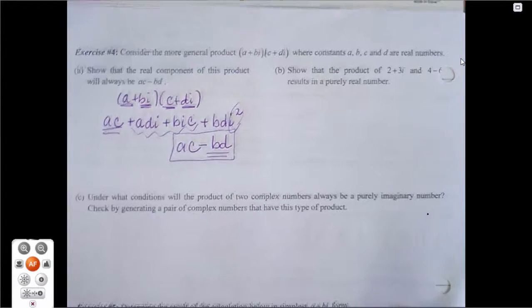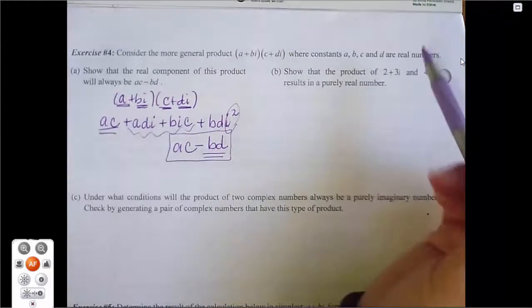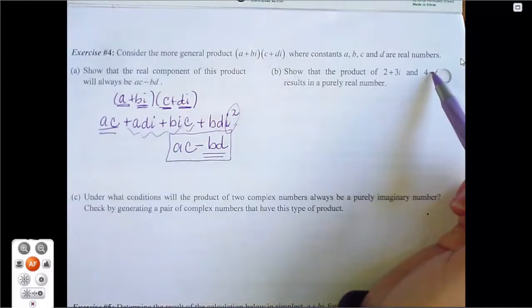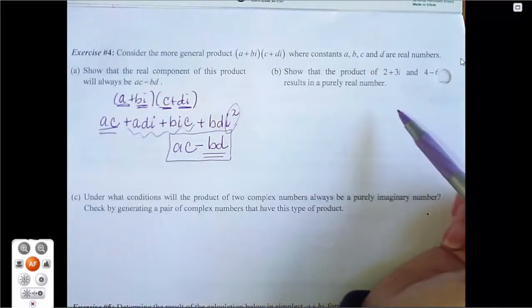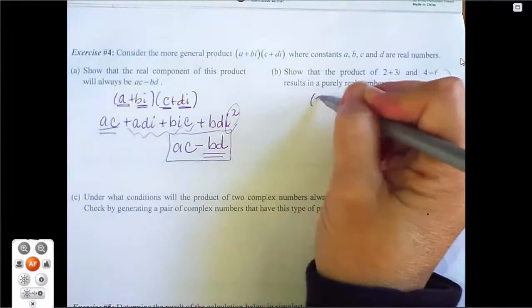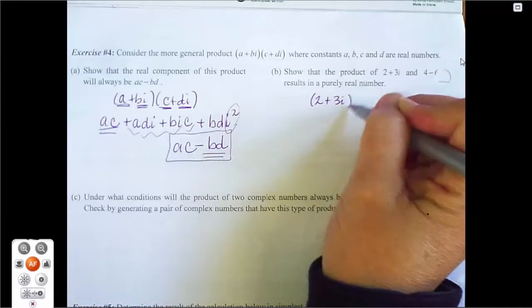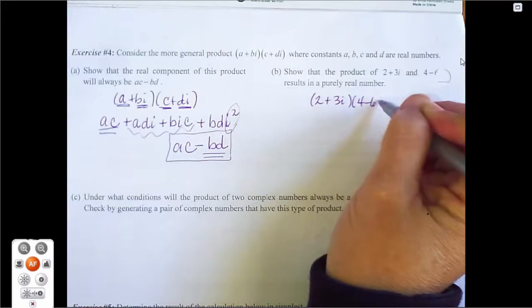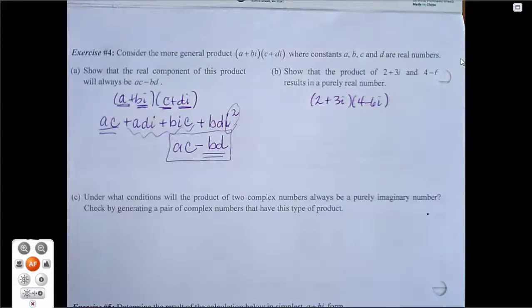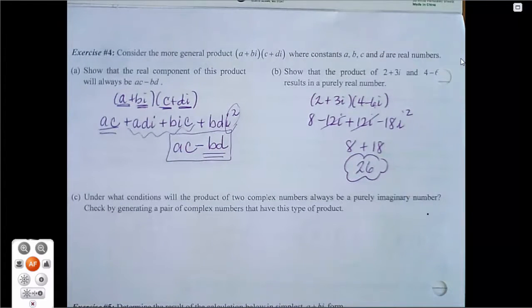Well, let's go to part B and show that the product of 2 plus 3i and 4 minus 6i, the whole thing, results in a purely real number. So we have 2 plus 3i times 4 minus 6i. Get some practice with your double distributing, pause and come back. So when we multiply part B, we get 26. The reason being that the imaginary component in the middle canceled out.